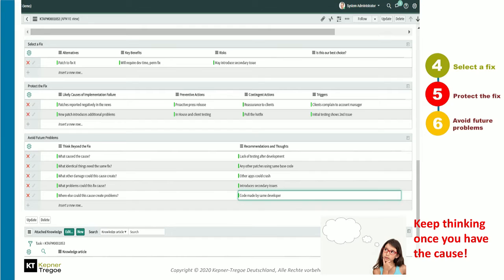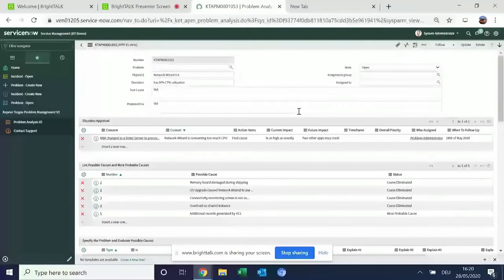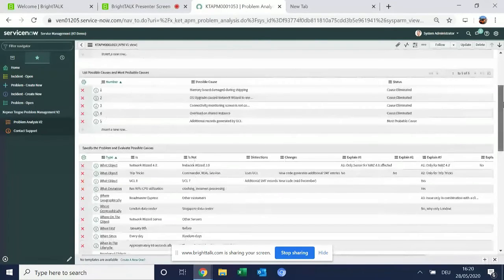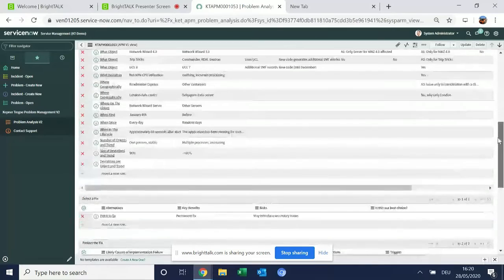So let me quickly share my screen and show you how it now looks inside of the app. Just give me a second. All right. So now you should see my screen. And within the screen, this is now the overview of the case that we just did within ServiceNow.